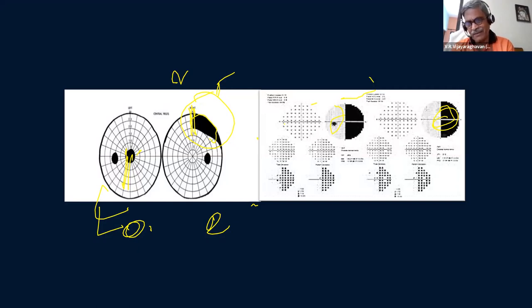Just never forget this. Once I have found out RAPD, do field defects. The field defects give us a clue. You can come to a conclusion. It can be a case of optic nerve, retina, like this. Or if you have got a hemianopia and all, you can easily come to a conclusion. You are dealing with a case of maybe chiasma or junction of optic nerve to chiasma or optic tract.